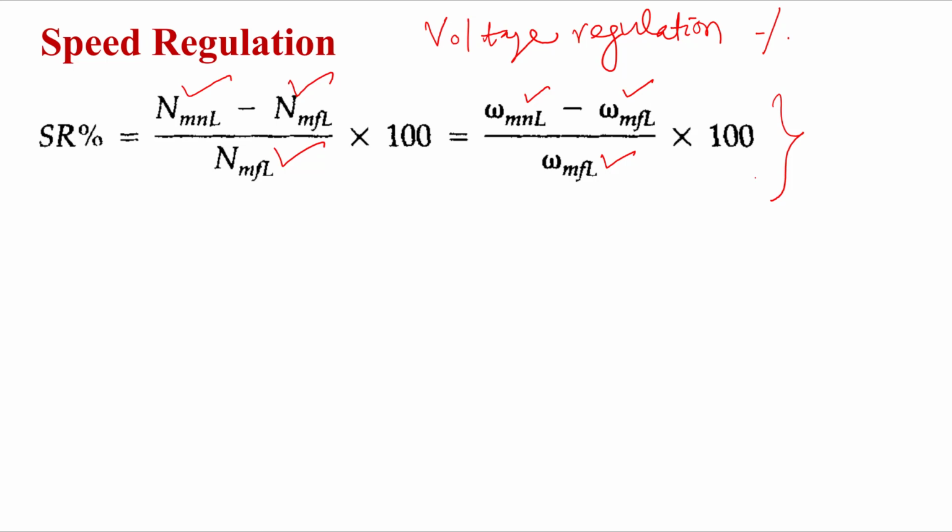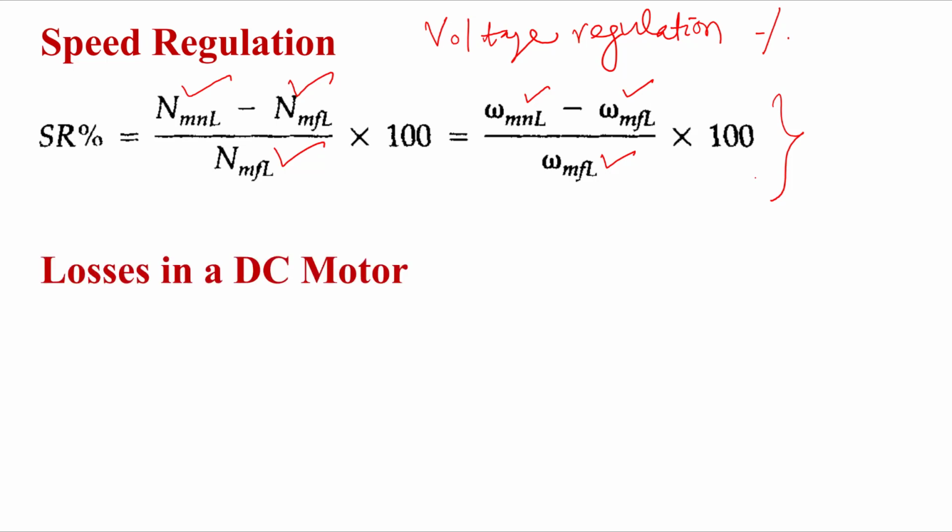Speed regulation, we'll see, of a shunt motor is almost negligible. But the speed regulation of the series motor is very high. So for different applications where the speed regulation requirement is very high, we need to use the series motor, and where the speed regulation is negligible, we can use the shunt motors.